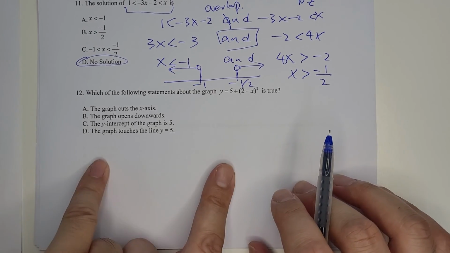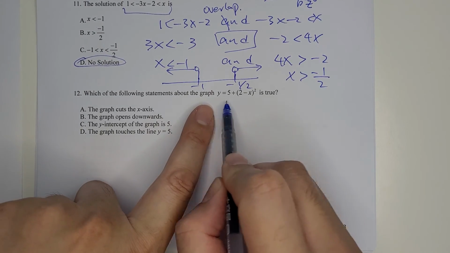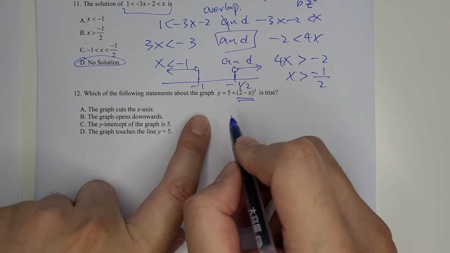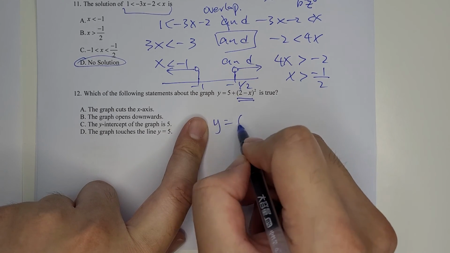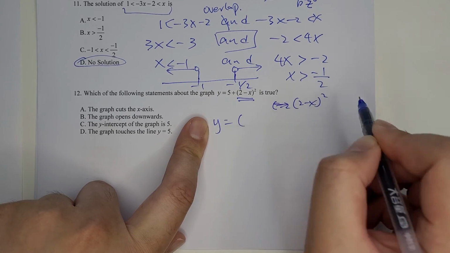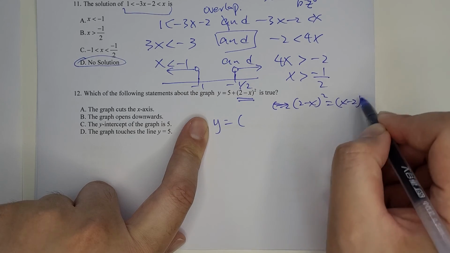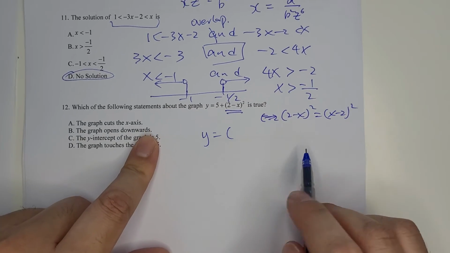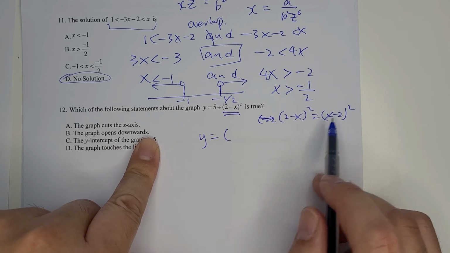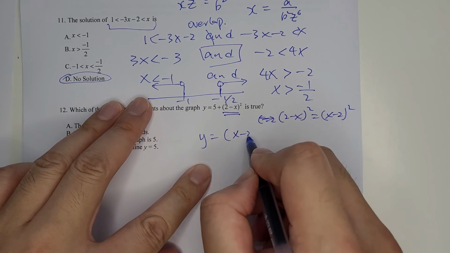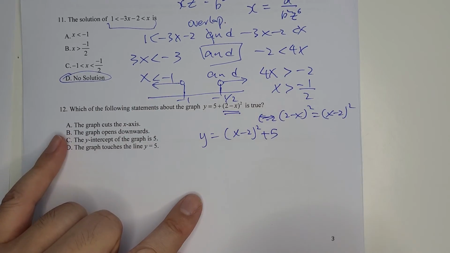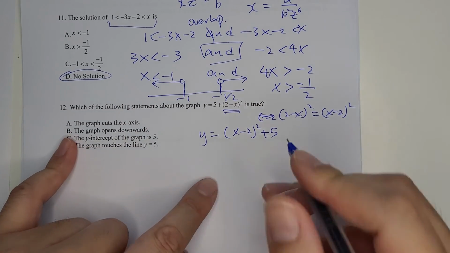And for question number 12, which of the following statements about this graph is correct? This is not the vertex form yet. You need to change it in this way. (2 minus x) squared can be written as (x minus 2) squared. No matter which one minus which one, it always stays non-negative because it is squared already. So (x minus 2) squared plus 5. This is the vertex form. And it tells you one thing.